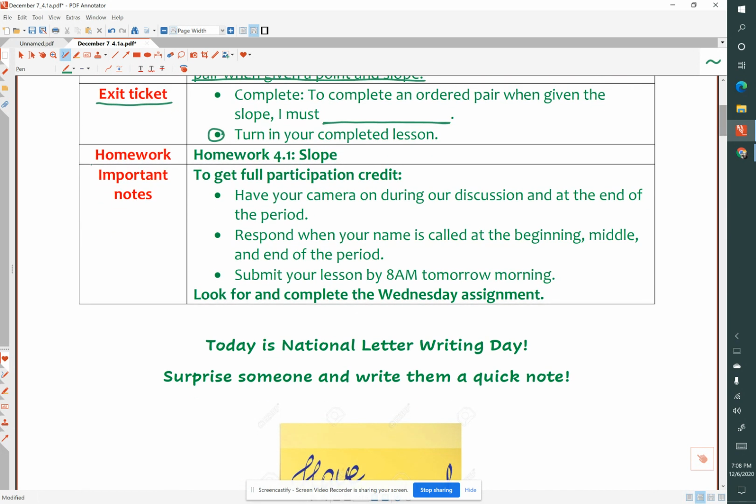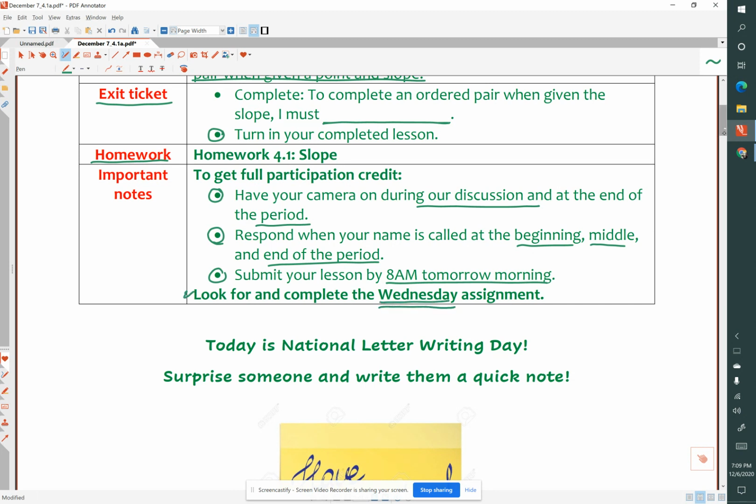Our homework tonight will be homework on slope. And to get full participation credit every day, I want your camera on during our discussion and at the end of the period, just for a brief goodbye. I want you to respond when your name is called at the beginning, middle, and end of the period. This all counts toward attendance. And I want you to submit your completed lesson by 8 a.m. the morning after. You can do it right after class, or you can wait till later in the evening. It's up to you. Please make sure you look for and complete the Wednesday assignment, which counts toward a grade and attendance.